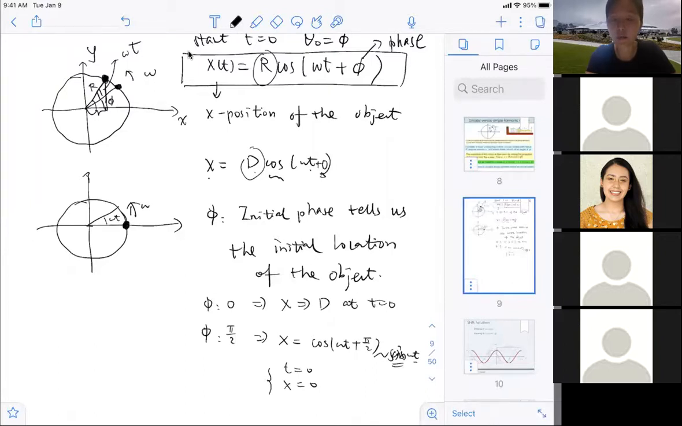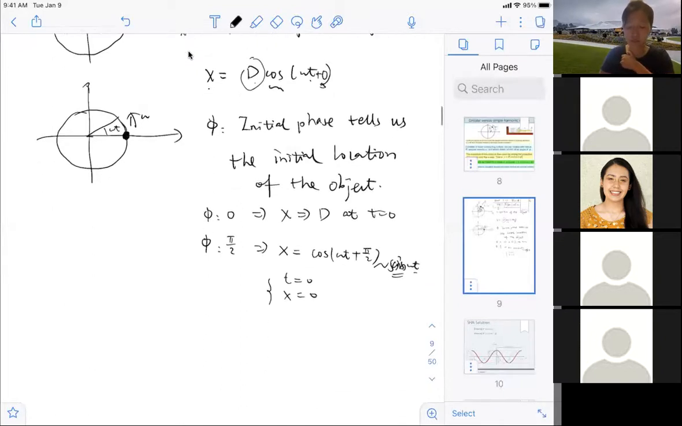Phi could be some random number. And if it's pi over 3, it means that it's in between the maximum stretch and the equilibrium point where you call t equals 0 and let go, right? And start counting. So this is really just the phase. So be a little bit careful how they give you the initial condition.